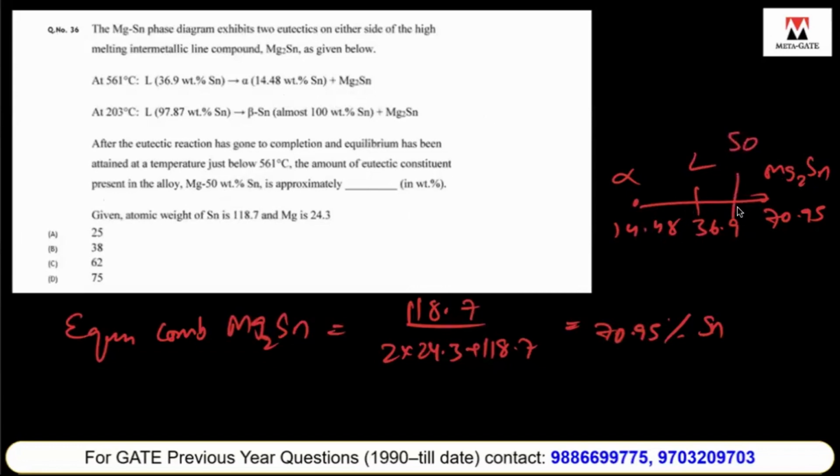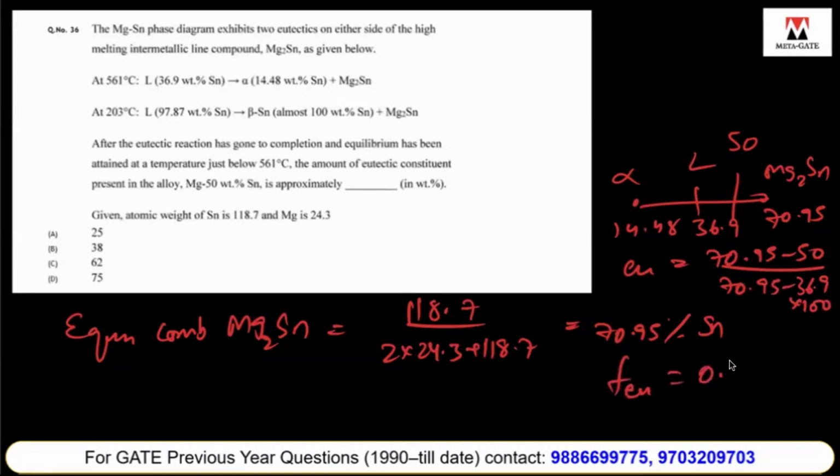Liquid gives eutectic. So for finding out eutectic, you apply the lever rule on this side. So eutectic constituent is equal to (70.95 minus 55) divided by (70.95 minus 36.9), into 100. So the fraction of eutectic is equal to 0.62.